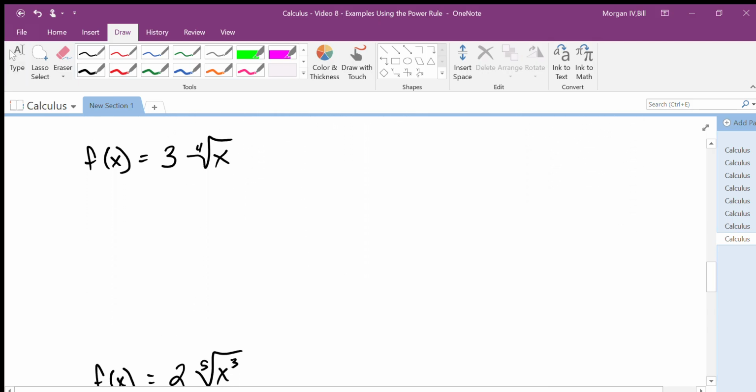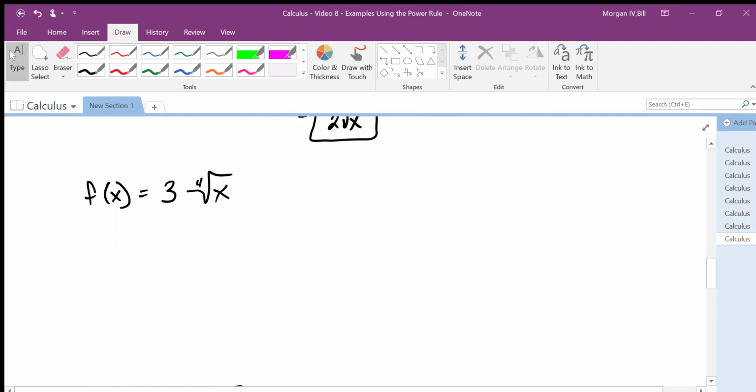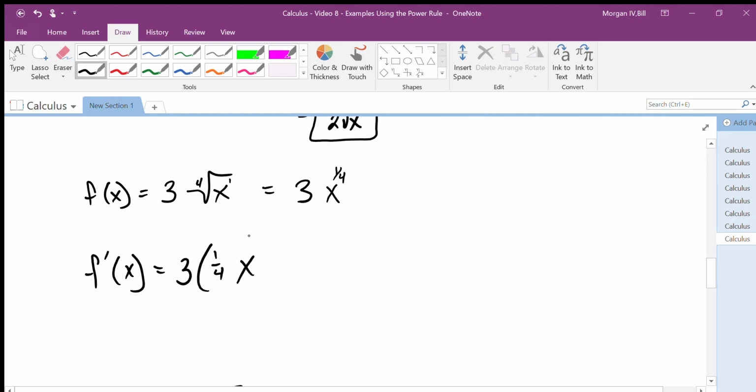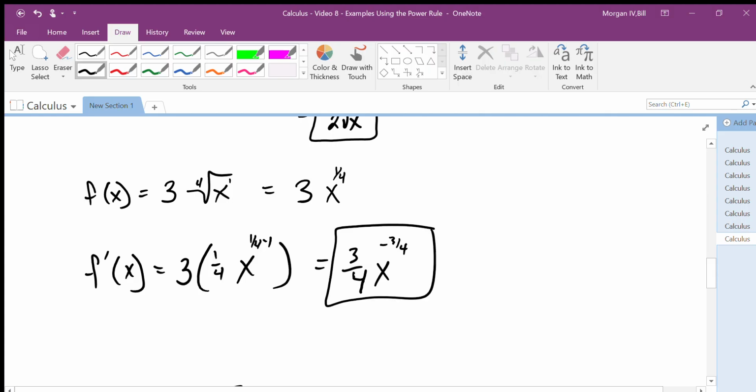Okay, what if I have 3 times the 4th root of x? All right, that's the same thing as, let's rewrite that, 3 times x to what power? Well, this is an exponent of 1 in here, an index of 4, so that's x to the 1/4. So when we find the derivative, f prime of x, that's 3 times 1/4, the exponent comes as a coefficient, x to the 1/4 minus 1. All right, 3 times a 4th, that's 3/4. X to the 1/4 minus 1 is negative 3/4. Again, perfectly happy with that answer. 3/4 x to the negative 3/4 is fine.